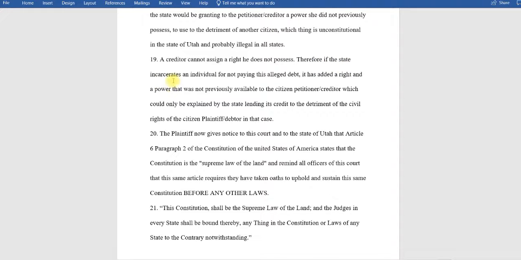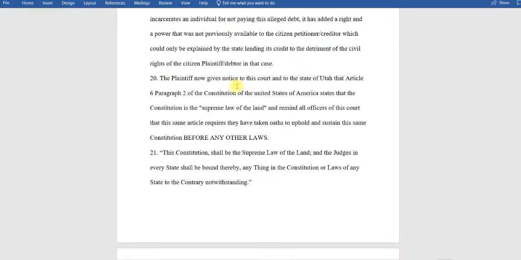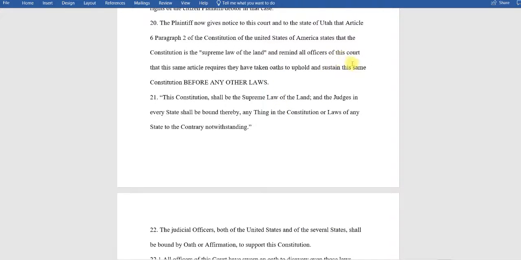Therefore, if the state incarcerates an individual for not paying this alleged debt, it has added a right and a power that was not previously available to the citizen, which could only be explained by the state lending its credit to the detriment of the civil rights of the citizen in that case. The plaintiff now gives notice to the court that the state of Utah, that Article 6, Paragraph 2 of the Constitution states that the Constitution is the supreme law of the land, and reminds all officers, okay, that they took an oath. This Constitution shall be the law of the land, blah, blah, blah. We all know what this is.